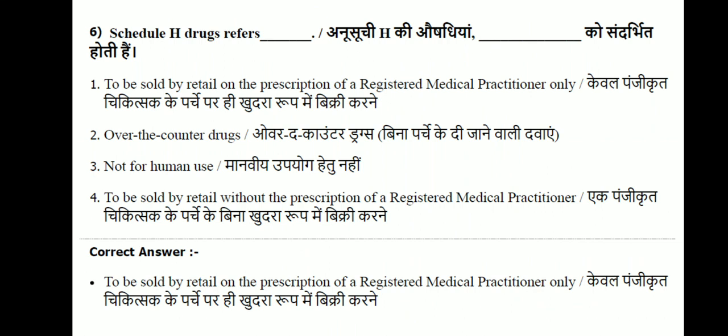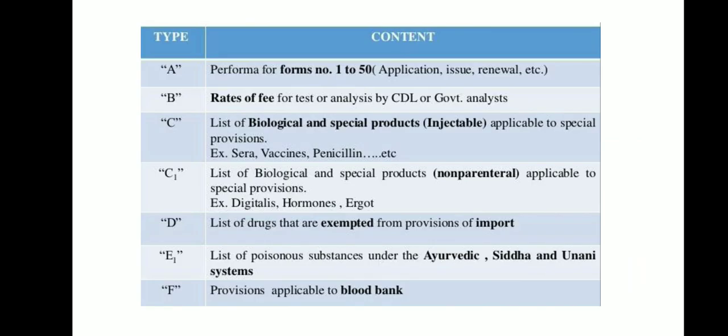The correct answer for this question is option 1, to be sold by retail on the prescription of a registered medical practitioner only. We can dispense the Schedule H drugs only on the prescription of a registered medical practitioner. We will see in detail each schedule coming under the Drugs and Cosmetics Act.